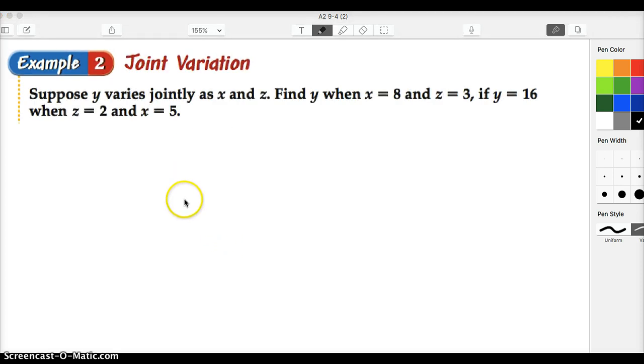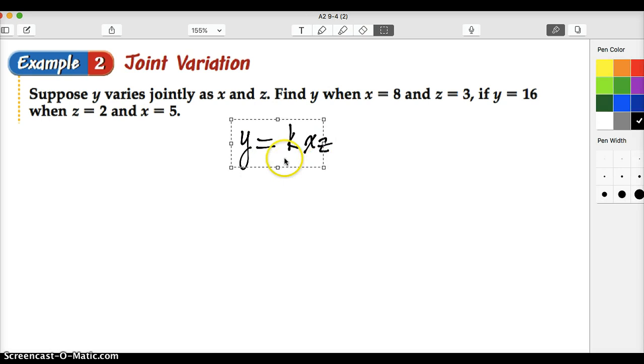Let's take a look at example 2 and joint variation. I like to write down what I know. So I remember that joint variation was y is equal to k times some other variable, sometimes an x and a z or w or whatever. Let's see what we've got. So I'm going to hold on to this concept and let's read the problem together.